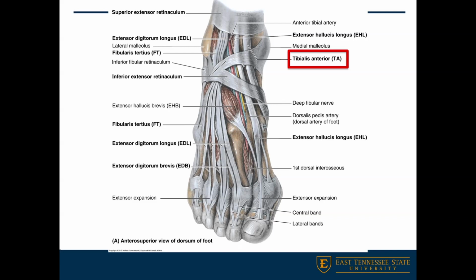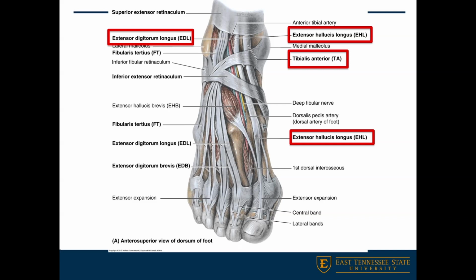The tibialis anterior tendon, the extensor hallucis longus tendon, which you can see traversing its way toward the great toe, the extensor digitorum longus, which you can see spanning out and going to the digits, the fibularis tertius, which you can see going to its distal attachment.